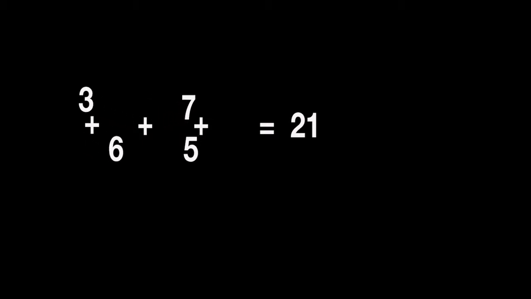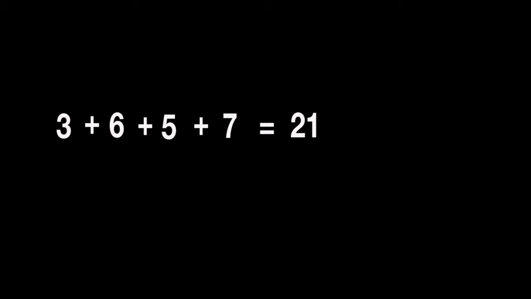We can write the expression like this, where 6 plus 7 plus 3 plus 5 equals 21. Or we can reorder the numbers like this, in which 3 plus 6 plus 5 plus 7 equals 21. The order of the numbers being added doesn't make any difference. So, according to the commutative property of addition, the numbers being added can be reordered, resulting in the same total.